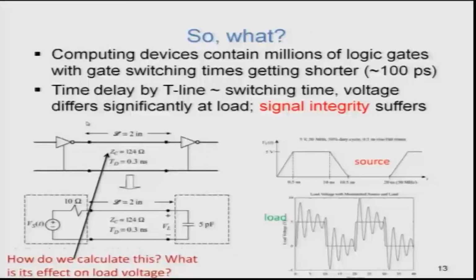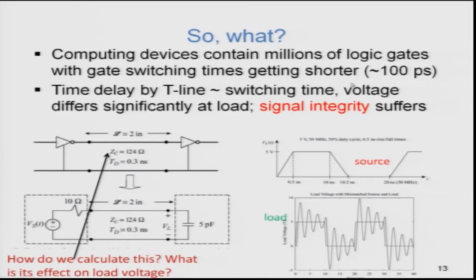Computing devices actually consist of millions of logic gates, and these logic gates are always in the state of changing. Some bit is going from 0 to 1, some bit is going from 1 to 0 on one output line, and the other output line may be going to the tri-state. These logic states are all changing at the output, and these switching times are getting shorter and shorter. Today switching times are approximately 100 picoseconds.